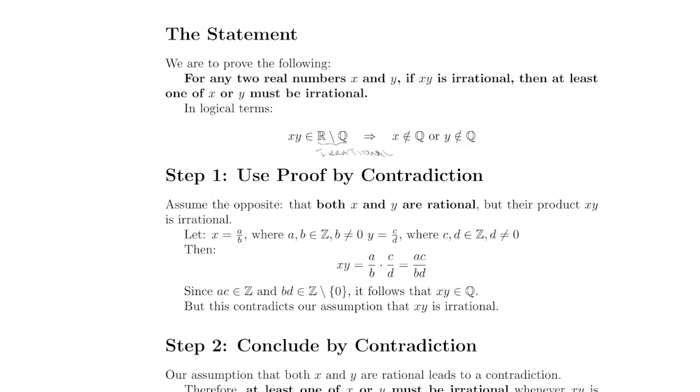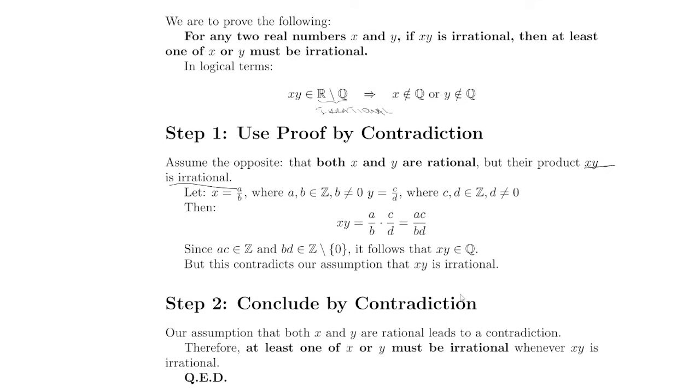But this contradicts the assumption that the product x and y is irrational. So we conclude that at least one of x or y must be irrational whenever x times y is irrational. And so that completes the proof.